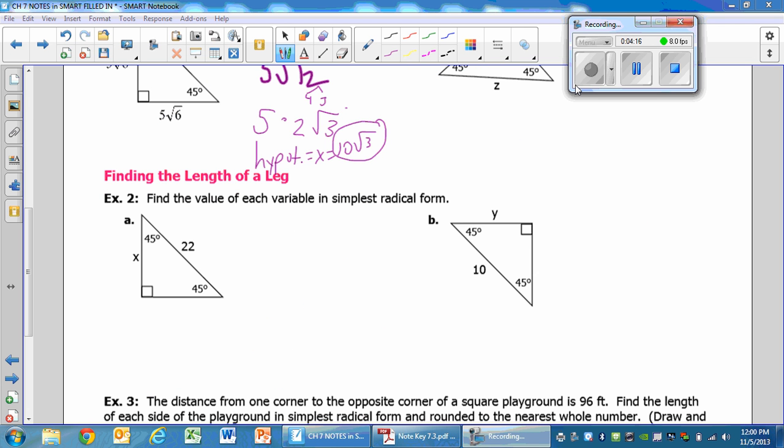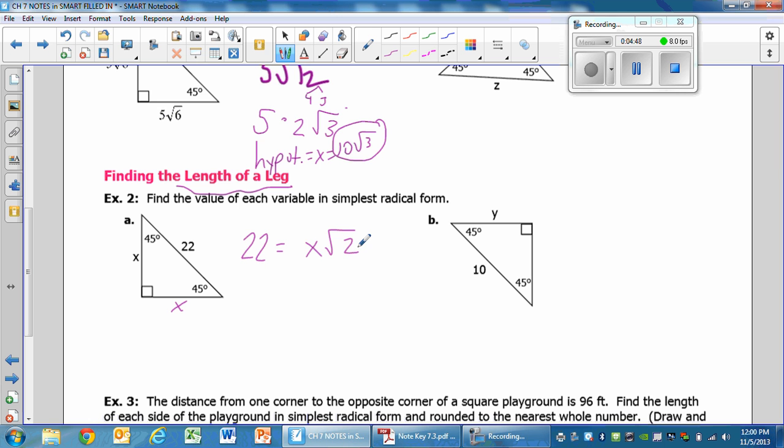Okay, on example 2, we're doing the same thing using the 45, 45, 90 theorem, but now it says find the variable in radical form. Well, that's the same. The difference is that we're finding the leg length. So it gives us the hypotenuse. This is a 45, 45, 90, so I know the two legs are the same, so both legs equal x. So I could write this as 22, the hypotenuse, equals a leg, x, times radical 2.